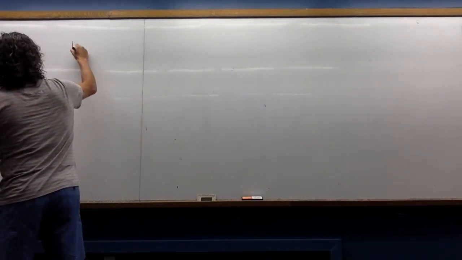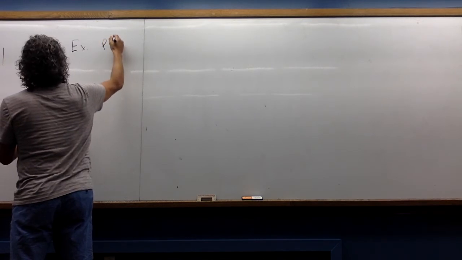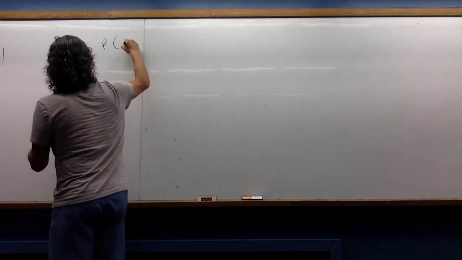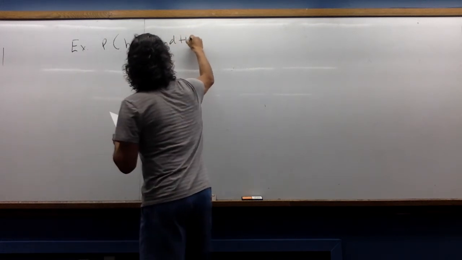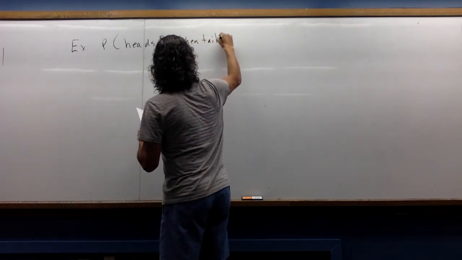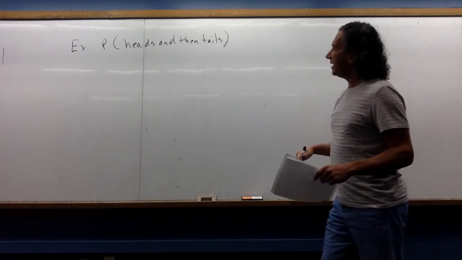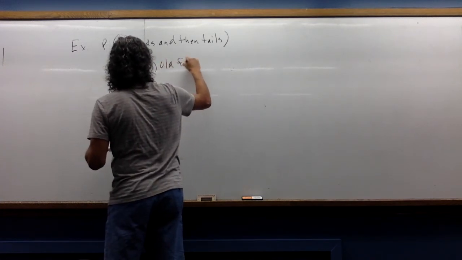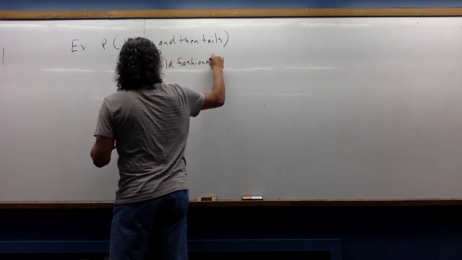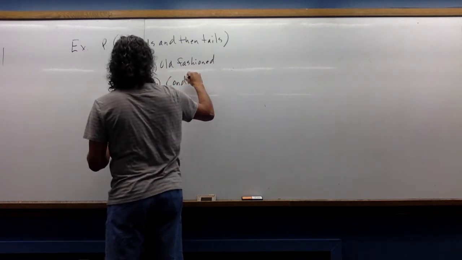So example, what's the probability of getting heads and then tails? So there are two ways that we can answer this. One is the old-fashioned way, some sort of counting argument, and we can answer this with conditional probability.